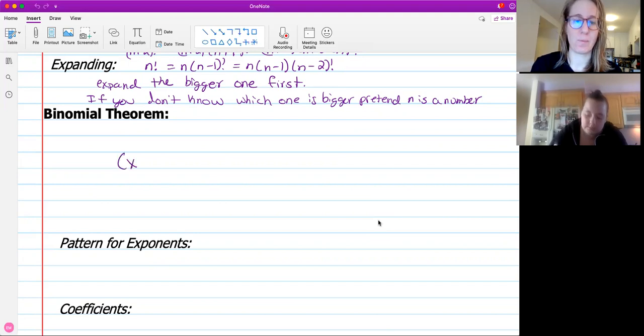So we have (x + y) to the n. This is our binomial. And then the formula for the expansion of this binomial is n, and remember we have the summation because you're adding all the terms together.